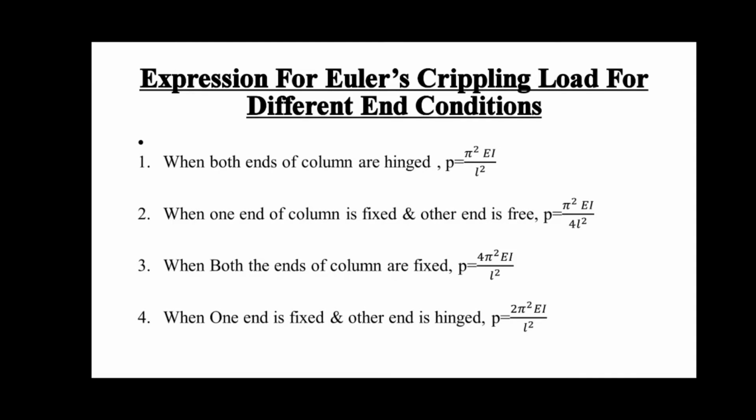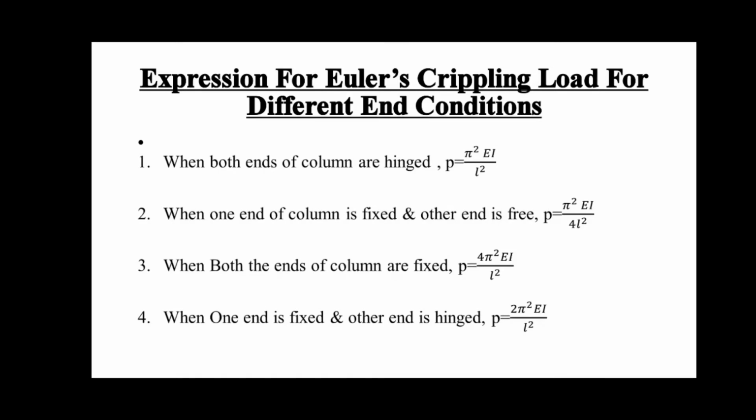Second one is when one end of the column is fixed and the other end is free, then the expression for Euler's crippling load P will be equal to pi square EI by 4L square. Third one, when both the ends of the column are fixed, P will be equal to 4 pi square EI by L square. Fourth one, when one end is fixed and the other end is hinged, P will be equal to 2 pi square EI by L square. So we need to learn by heart all these 4 expressions for Euler's crippling load in order to do the problems.